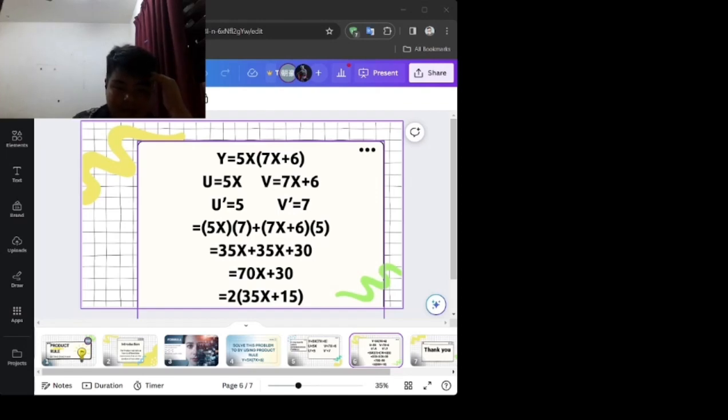Let's add all the values. 35s plus 35s plus 30. 35s plus 35s equals 70s. 70s plus 30 is the answer, but we need to simplify the answer. We can divide by 2. 70s divided by 2 is 35s. 30 divided by 2 is 15.